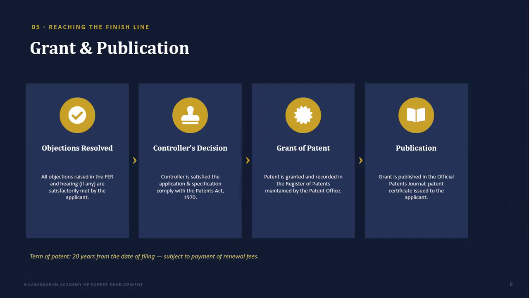The patent is then granted and recorded in the Register of Patents maintained by the Patent Office. The grant is published in the official Patents Journal and the patent certificate is issued to the applicant. The presentation also highlights that the term of a patent is 20 years from the date of filing, subject to payment of the applicable renewal fees. Therefore, successful patent prosecution does not end simply with overcoming the first examination report. It culminates in a formal decision, grant, registration, and publication.